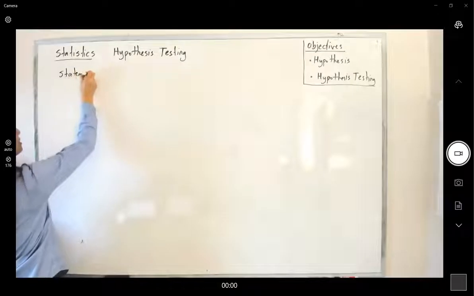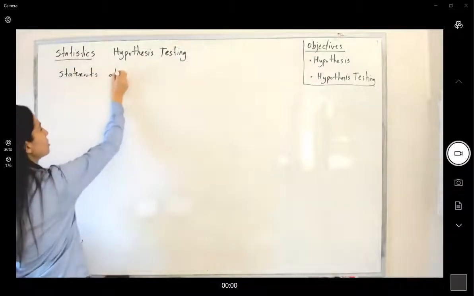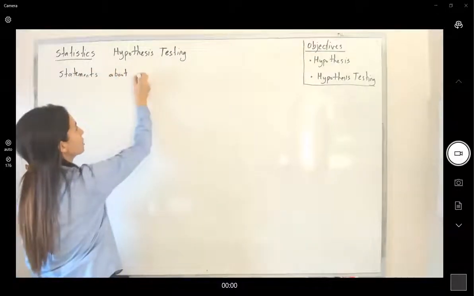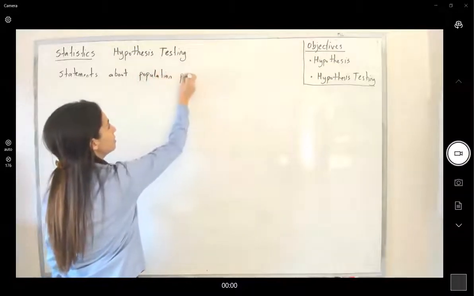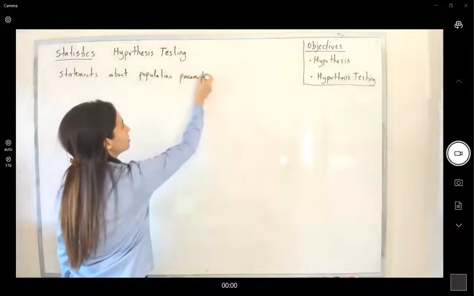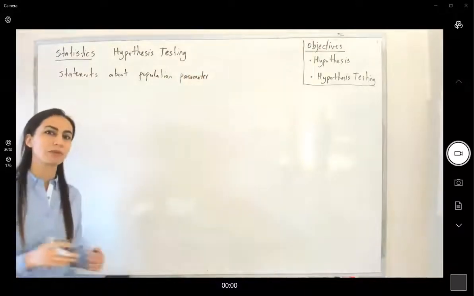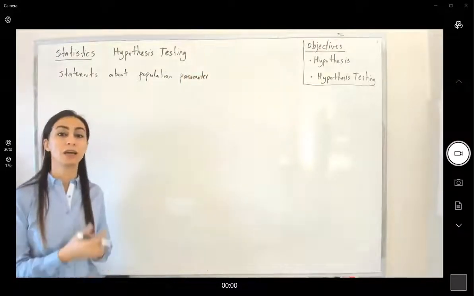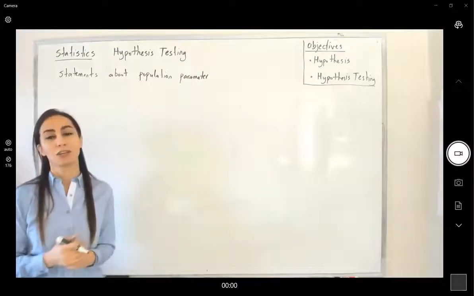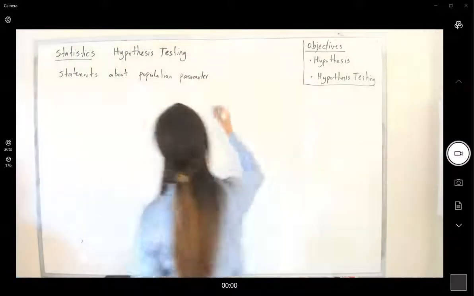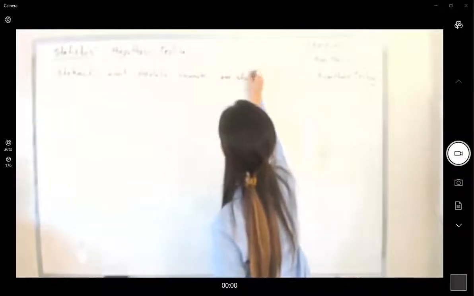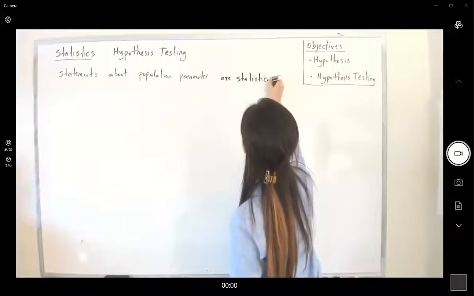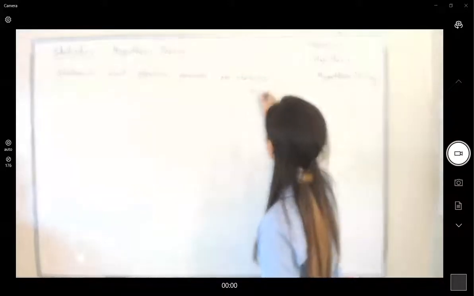So statements about a population parameter. Population parameters like the mean, like the standard deviation, like the proportion, and so on are statistical hypotheses.